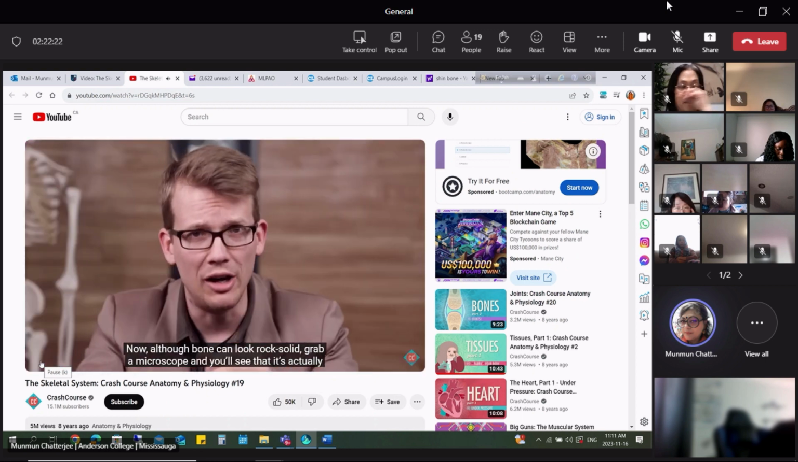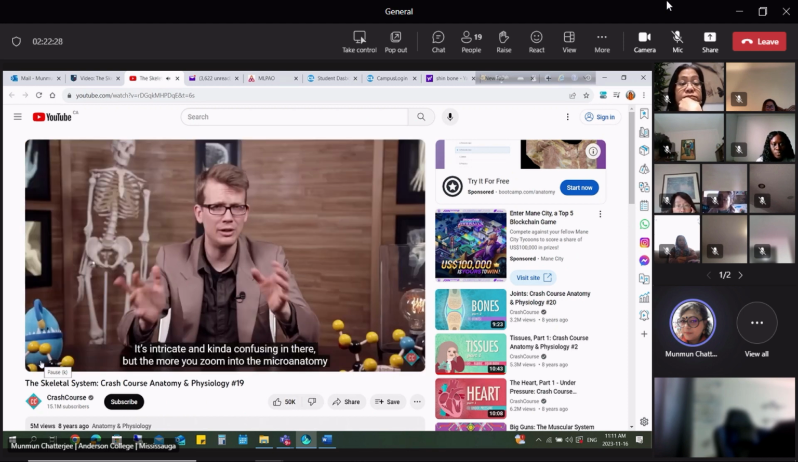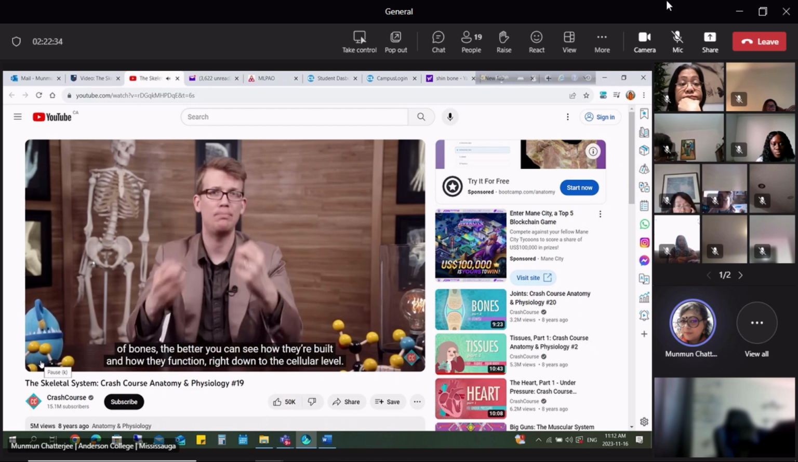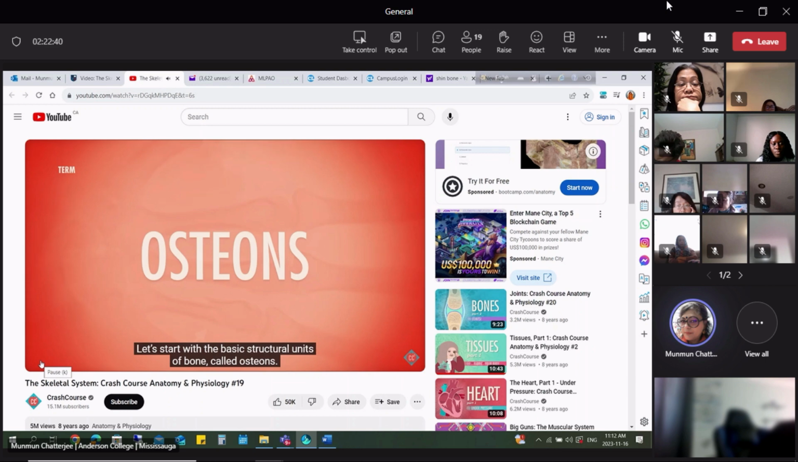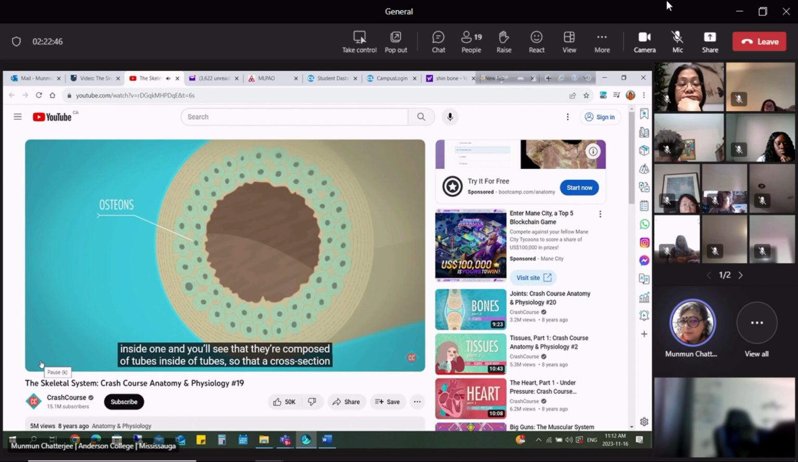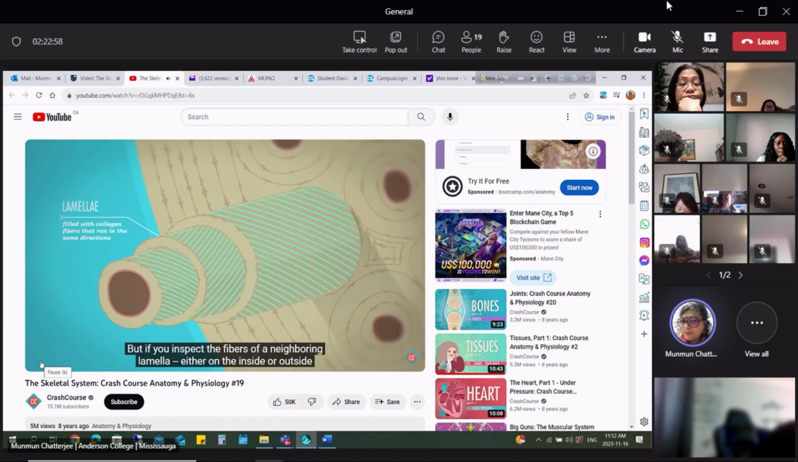Now, although bone can look rock solid, grab a microscope and you'll see that it's actually loaded with layered plates and laced with little tunnels. It's intricate and kind of confusing in there, but the more you zoom into the microanatomy of bones, the better you can see how they're built and how they function right down to the cellular level. Let's start with the basic structural units of bone called osteons. These are cylindrical weight-bearing structures that run parallel to the bone's axis. Look inside one and you'll see that they're composed of tubes inside of tubes, so that a cross-section of an osteon looks like the rings of a tree trunk. Each one of these concentric tubes or lamellae is filled with collagen fibers that run in the same direction. But if you inspect the fibers of a neighboring lamella, either on the inside or the outside of the first one, you'll see that they run in a different direction, creating an alternating pattern.